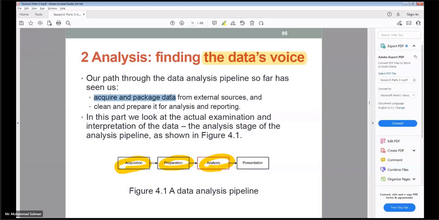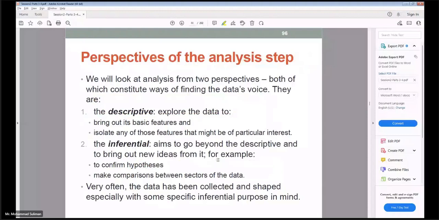So our path through the data analysis pipeline seen so far is to acquire and package the data from the external source, that is acquisition, then clean and prepare it for analysis and reporting, that is preparation. The next step here is the analysis of the data. So the analysis step is that we look at this analysis from two perspectives, which are descriptive analysis and inferential analysis. Both constitute ways of finding data voice, what the data is telling us.